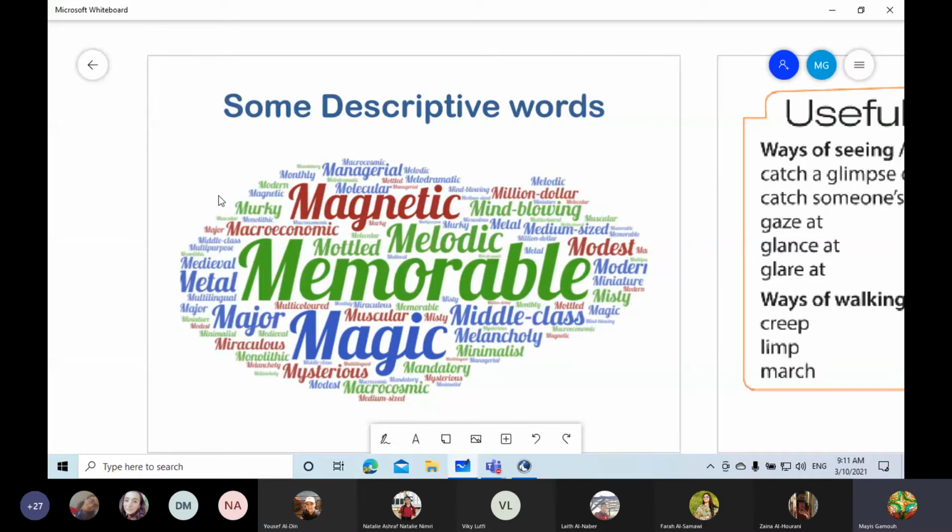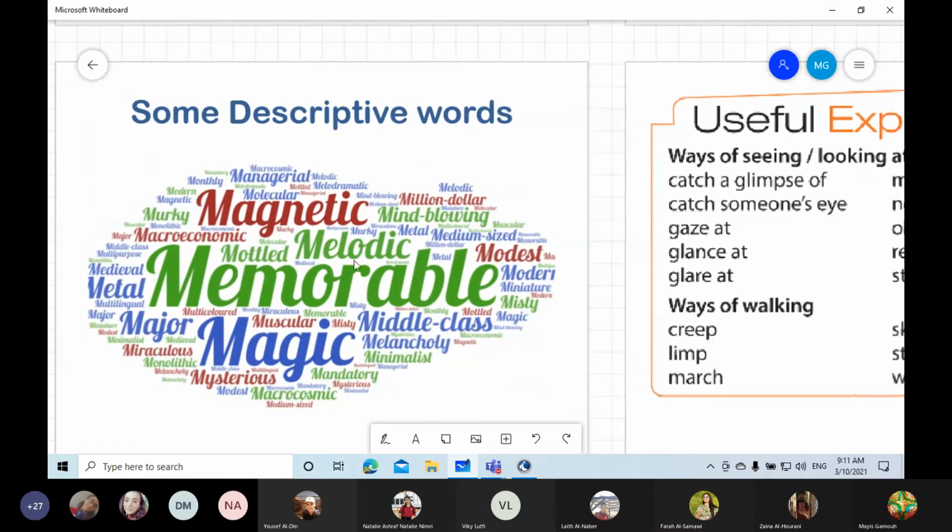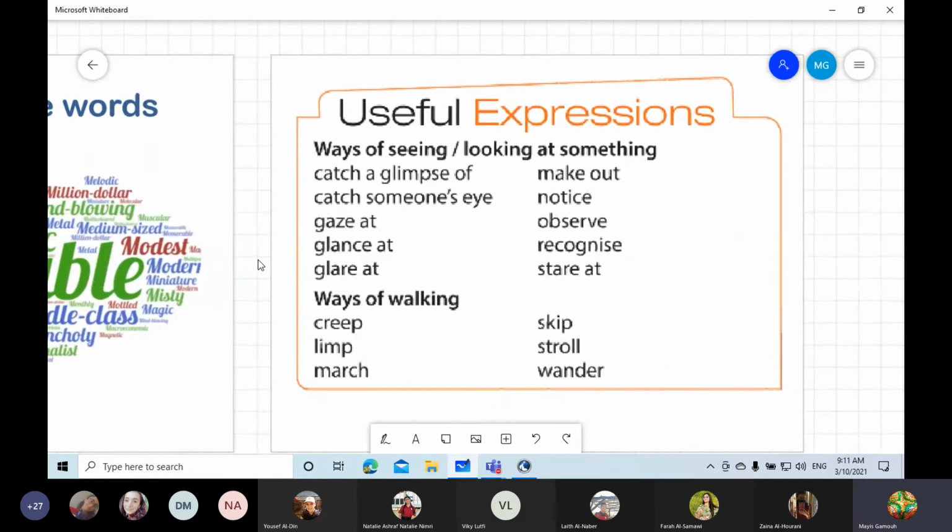So now we move to the next slide, which is about useful expressions. Here we have two categories which we will be discussing. The first is ways of seeing. If I want a word that means seeing or looking at something in my story, what words may I put instead of seeing or looking? And the same for ways of walking: instead of saying walking, what words may I use?